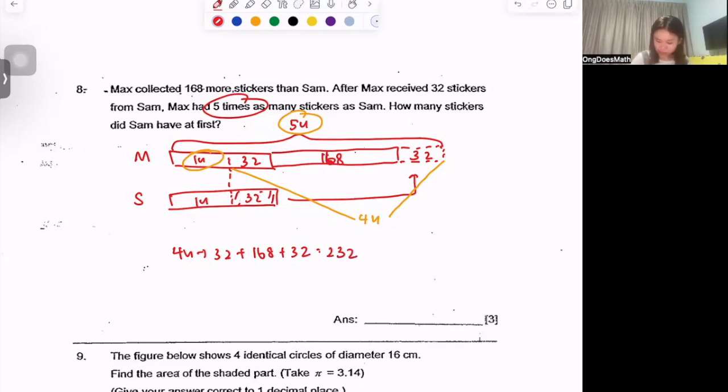Then naturally you want to find out what 1 unit is. So that will be 232 divided by 4. Good. So the answer is 58. Now what does the question want? They want how many stickers did Sam have at first? So it's before Sam gave away his 32 stickers. So the question mark is here. So that's just 1 unit plus 32, right? You know what 1 unit is now, which is 58. So just 58 plus 32. And that should give you 90. Answer is 90.